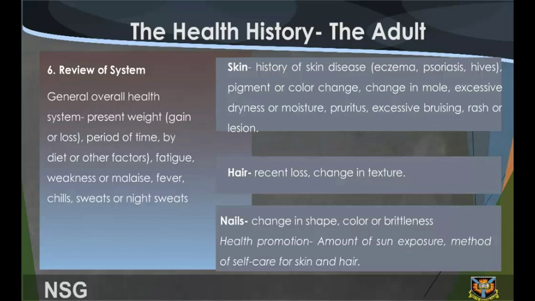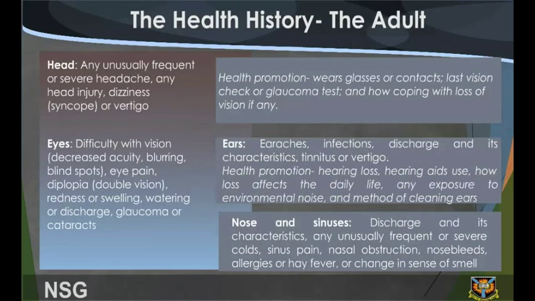Hair: recent loss, change in texture. Nails: change in shape, color or brittleness. Health promotion: amount of sun exposure, method of self-care for skin and hair. Head: any unusually frequent or severe headache, any head injury, dizziness, syncope or vertigo.